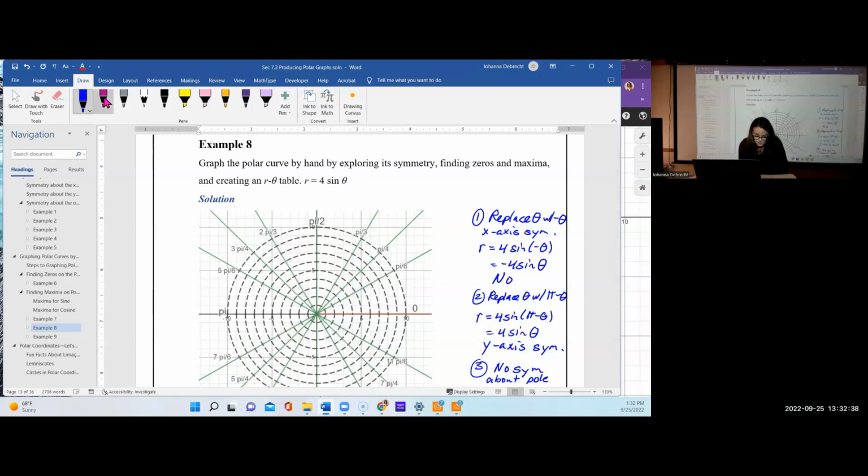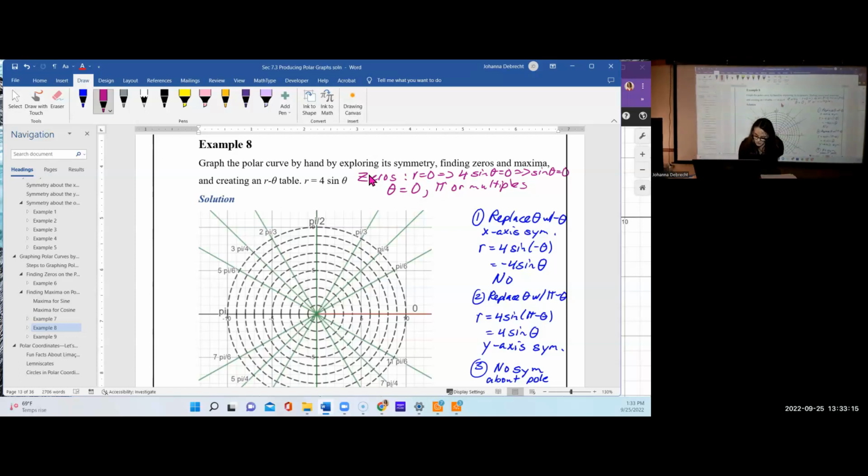So if we're looking for zeros, this is going to be r equals 0, which implies that 4 sine of theta equals 0, which implies that sine of theta equals 0. So this is going to happen whenever theta is 0 or pi or multiples of those two. So I'm expecting that when the angle gets around to being 0 or pi, that it hits the pole. So it's going to come to the pole at those 2 points.